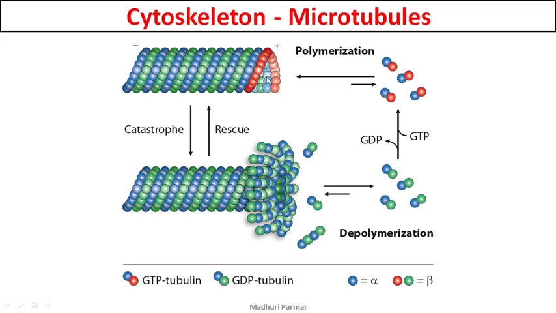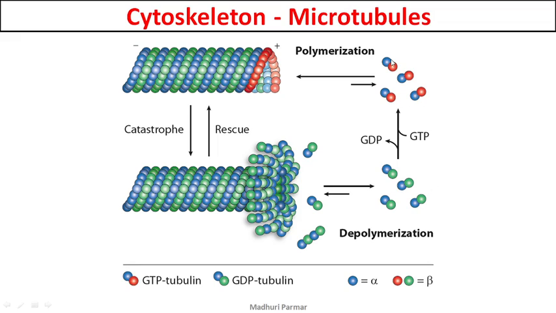Right, so here is polymerization. On the positive end, you will have more and more heterodimers which can come and attach. This will increase the length of this microtubule, and when this microtubule is no longer required, it will start disintegrating. It will start falling apart. The heterodimers will start coming out. They will start separating into these smaller monomeric units.